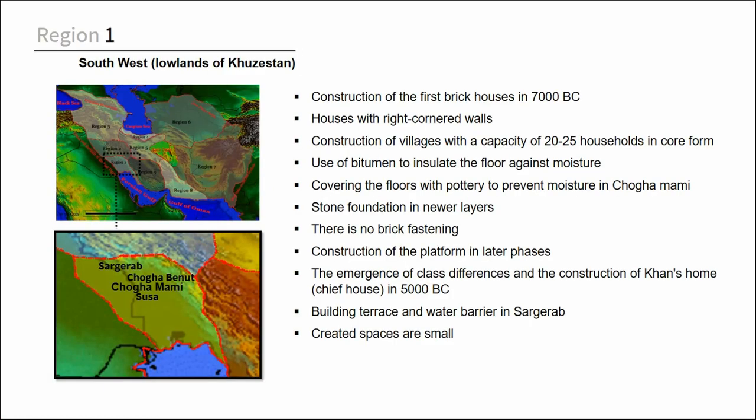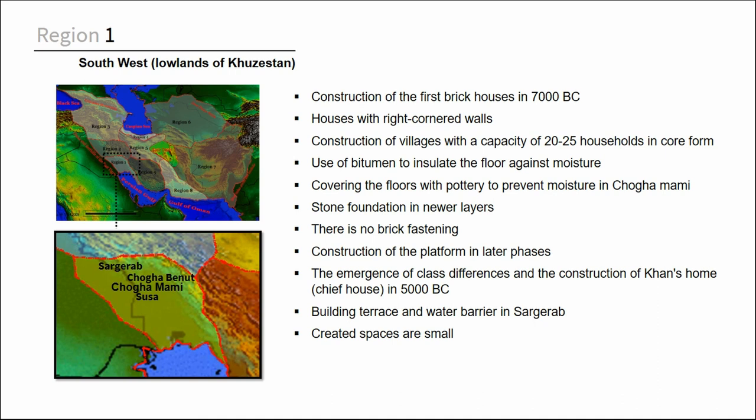Okay. In region one, southwest, the lowland of Khuzestan, the first big houses were constructed 7,000 years before Christ, and we have houses with right-cornered walls, construction of villages with a capacity of 20-25 households in core form, use of bitumen to insulate the floor against moisture, and covering the floor with pottery to prevent moisture in Choramami, one of the sites. A stone foundation, also the brick in this area has no fasting.